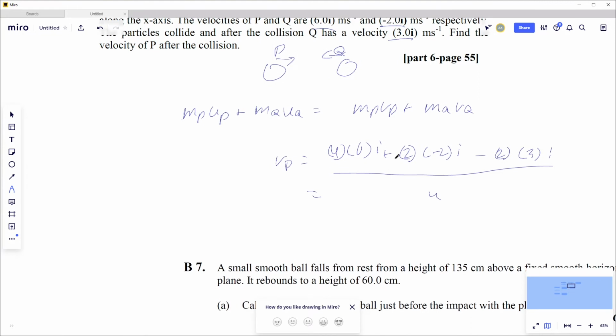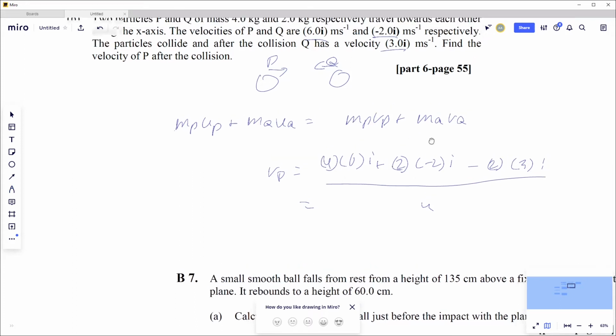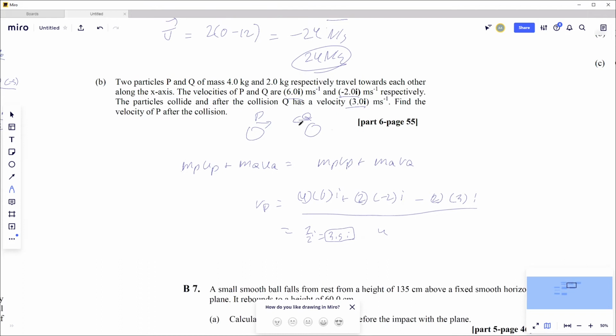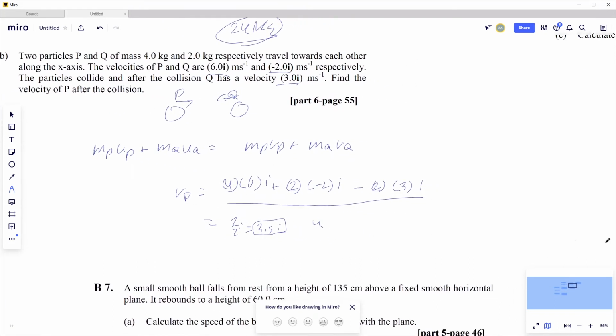So what do we get? We get 4 times 6 plus 2 times minus 2 minus 2 times 3 over 4. Wait, is that right? Yeah. So you get 7 over 2, which is 3.5 I. And that is the answer for this part. Newtons per second, we're looking for, no, sorry, meters per second, so yeah.